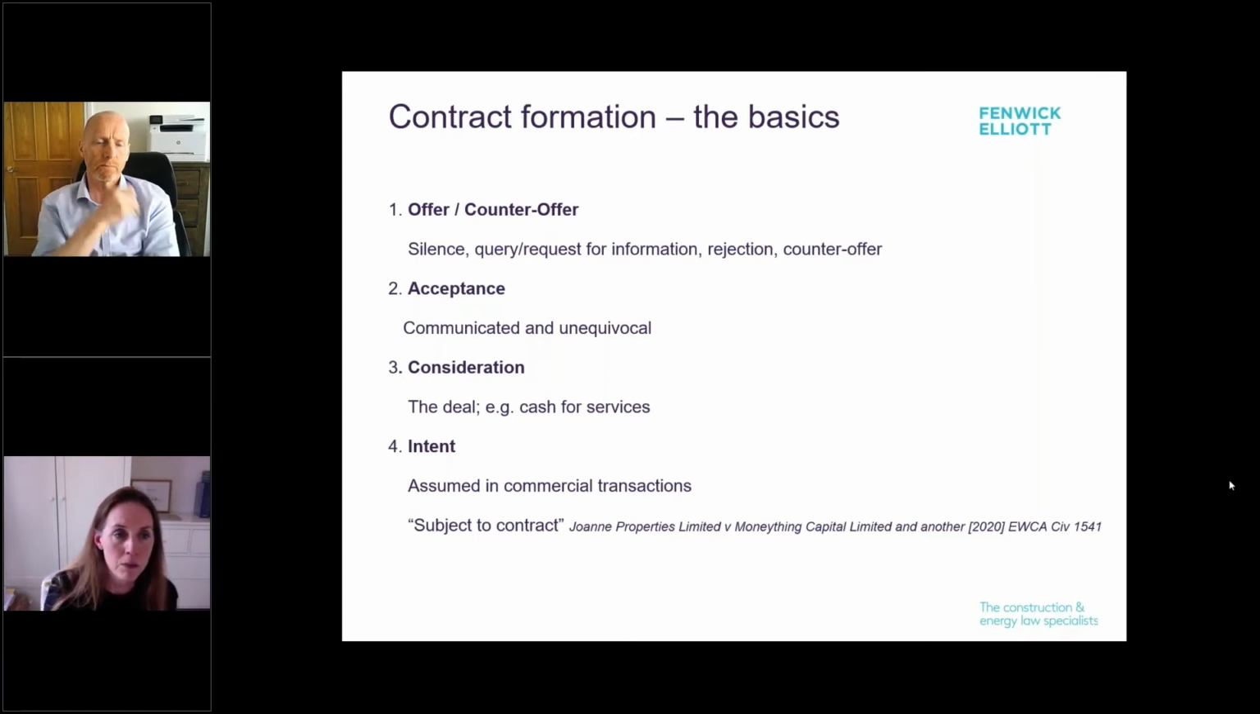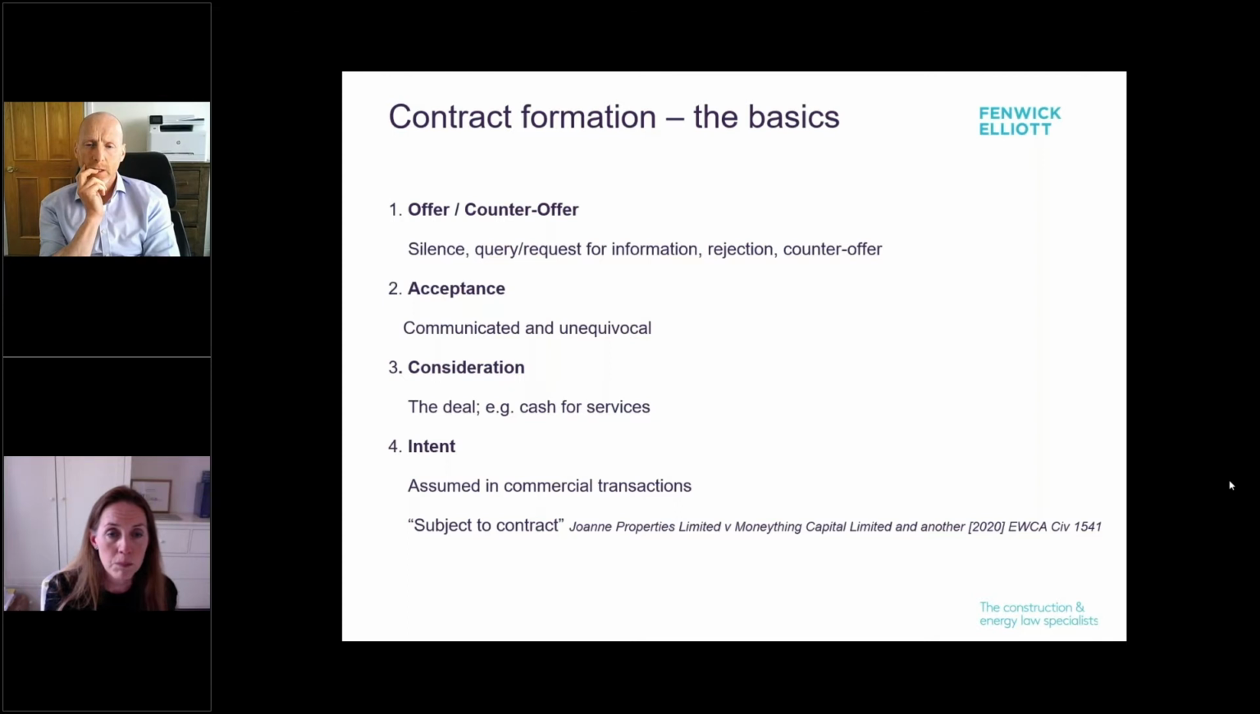Well, it's going to happen when an offer is accepted. So when an offer is made, there could be one of various responses. A rejection is going to kill it so that it's no longer on the table. Silence generally doesn't amount to an acceptance, not on its own anyway. You might get a request for further information, and that will just be what it says on the tin, a request for further information. It's not accepting the offer.